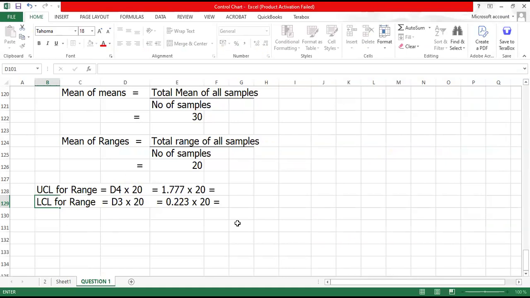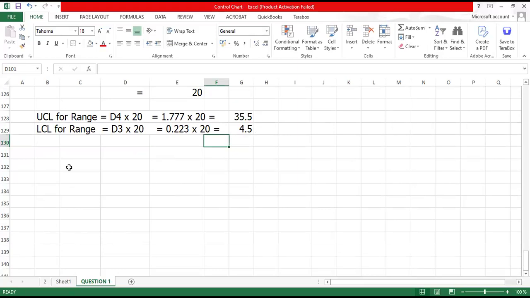Okay, what do you get? On the upper control limit for the range, you get 35.54. Then here 4.46, 4.5. You know the reason why I'm doing this is because there is protein. So don't give yourself too much burden by coming up with many decimal points.